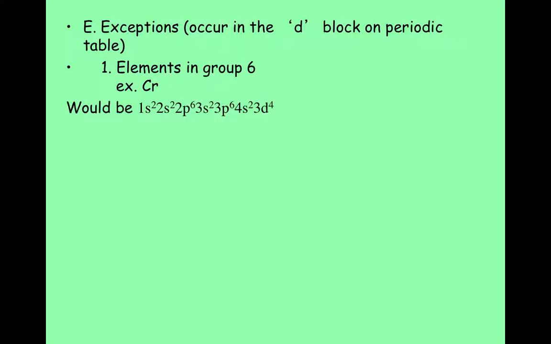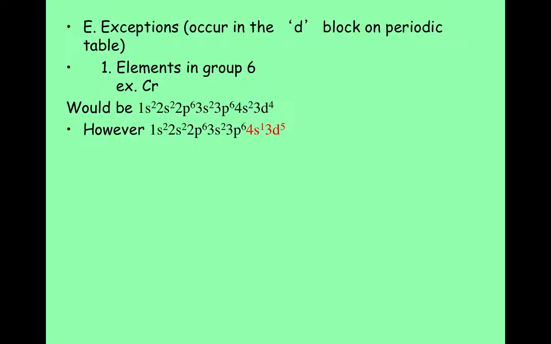There are some exceptions that occur as well in the D block, and we're going to look at 2 examples like that. Elements in group 6, like chromium. Chromium, if you do this problem on your own, you should get 1s2, 2s2, 2p6, 3s2, 3p6, 4s2, 3d4. That's what the configuration would be, and I always like to write that out first, and then I make the adjustment. Some of you will get really good at this and you won't have to do that, but if this is confusing, write out what it should be, and then we're going to make this little change.